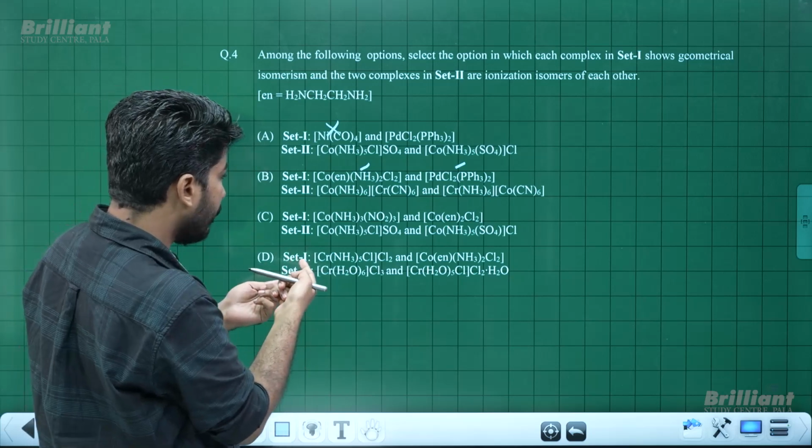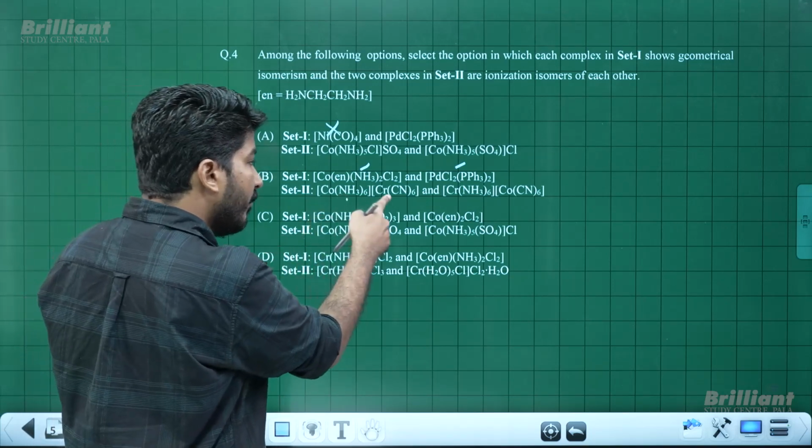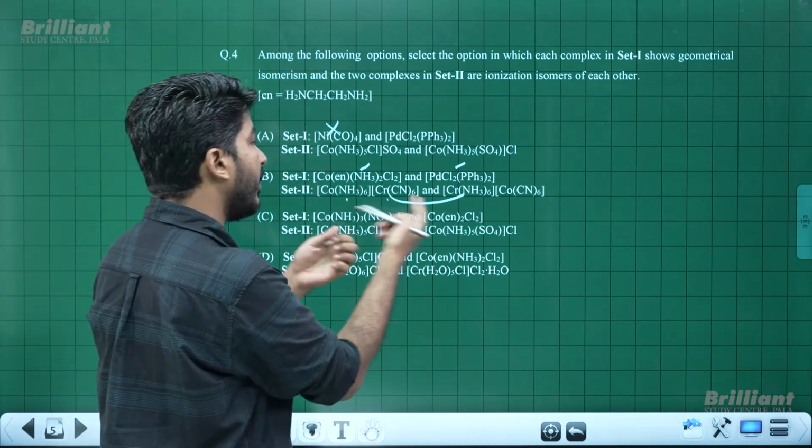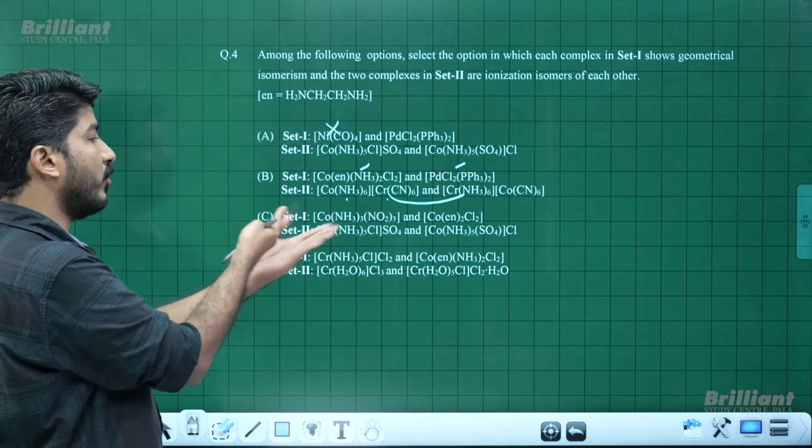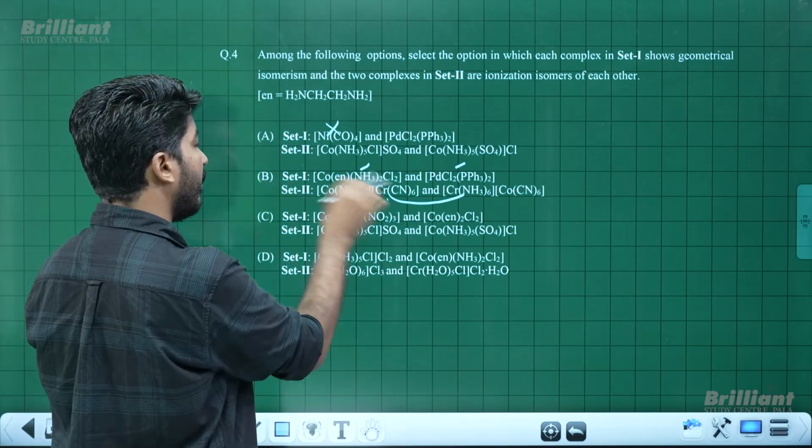Now if we go to the second set, then we will find that they are coordination isomers. They are not ionization isomers. They are coordination isomers of each other, right? So this is also not an answer for us.